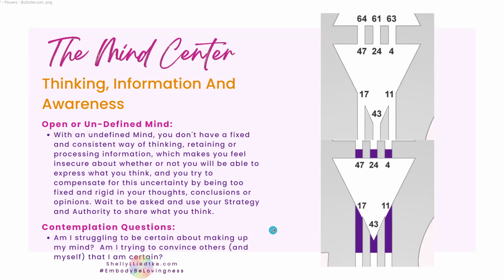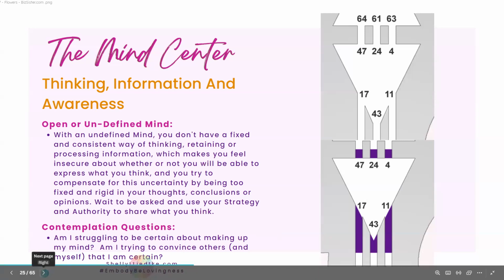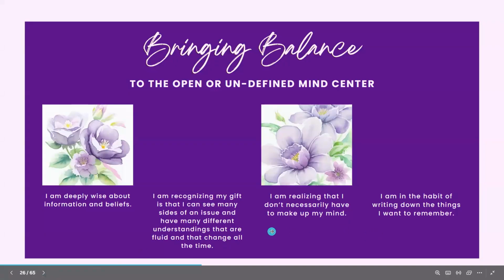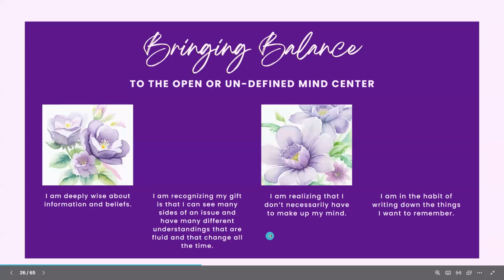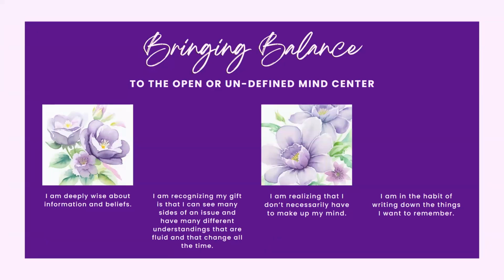So the contemplation question here, if you're feeling out of balance, is, am I struggling to be certain about making up my mind? And am I trying to convince others and myself that I am certain? So going back and forth, not being able to decide things, but reverting back to your strategy and authority is the best thing. So the declarations to support restoring balance in the mind center: I am deeply wise about information and beliefs. I am recognizing my gift is that I can see many sides of an issue and have many different understandings that are fluid, that change all the time.